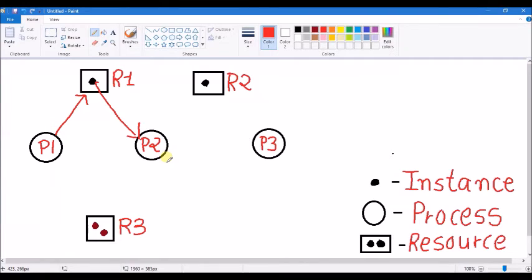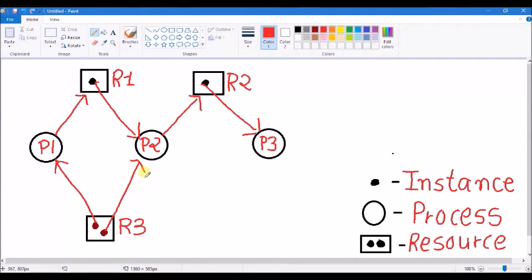Suppose process P2 wants to access resource R2, so we draw an arrow towards the resource, and suppose resource R2 is allocated to process P3. So we draw an arrow towards process P3. Now suppose one instance of resource R3 is allocated to process P1. For that we draw a line towards process P1, and one instance of resource R3 is allocated to process P2.